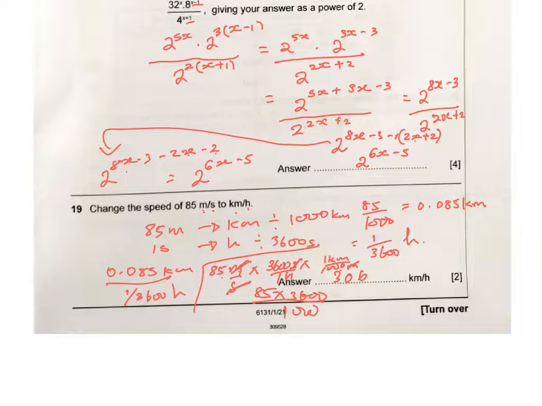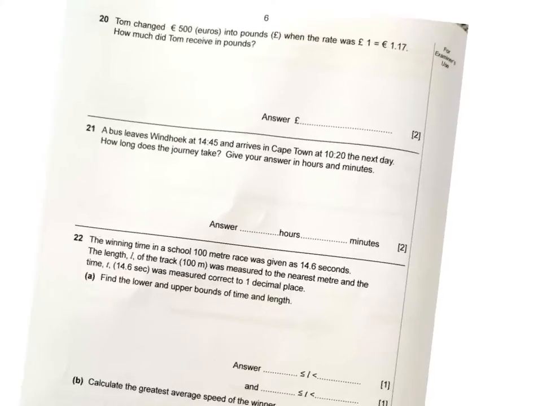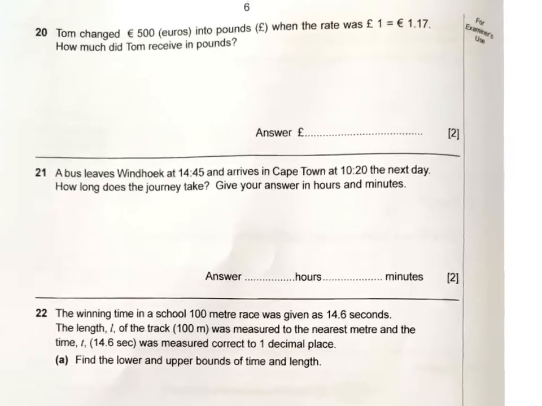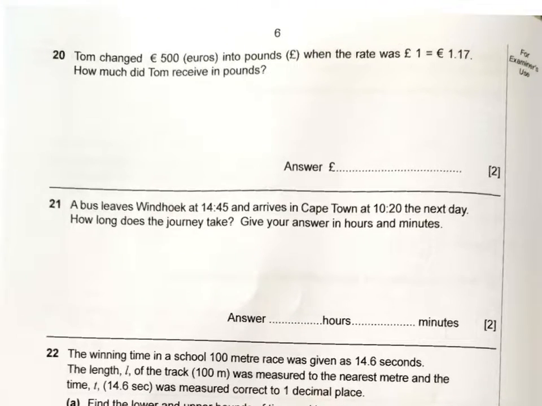Then we move on to this question. The next question we have is question 20. Tom changed 500 euros into pounds when the rate was 1 pound is equivalent to 1.17 euros. So how much did Tom receive in pounds?